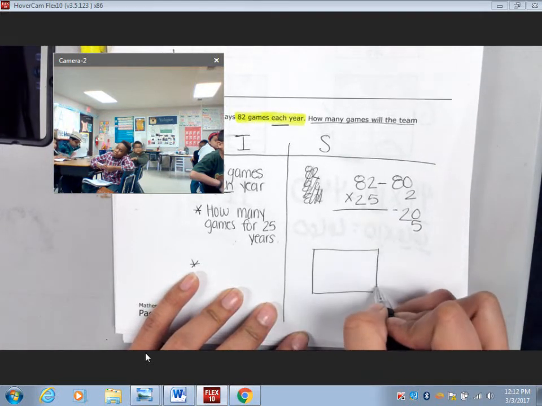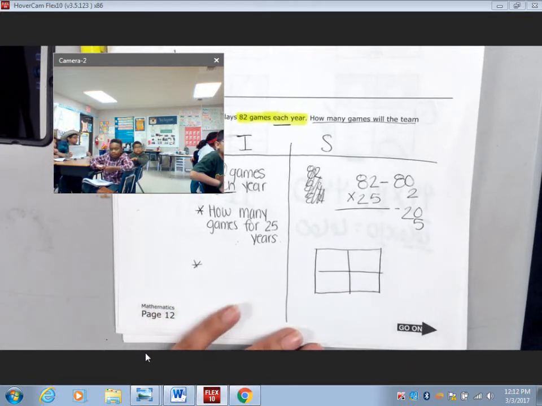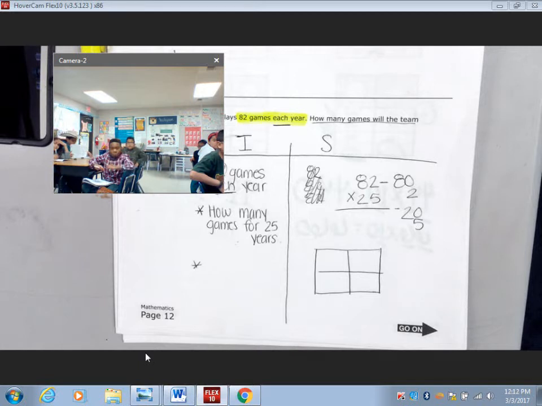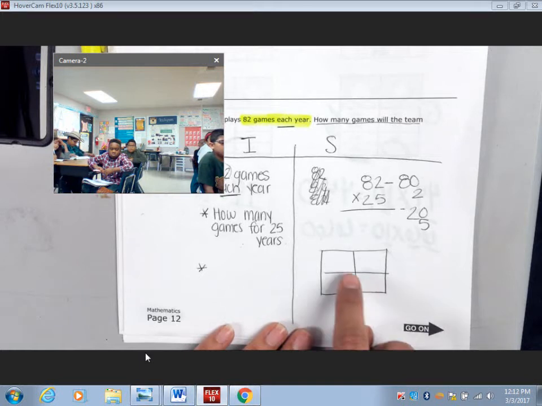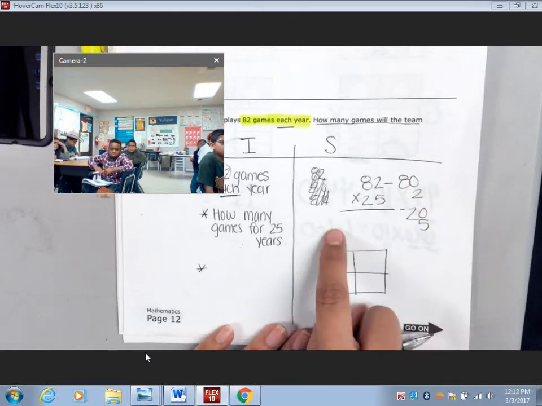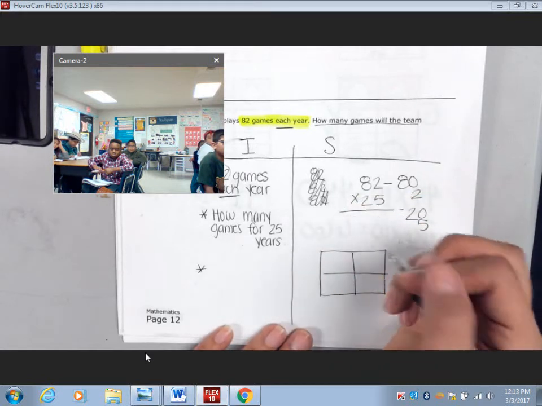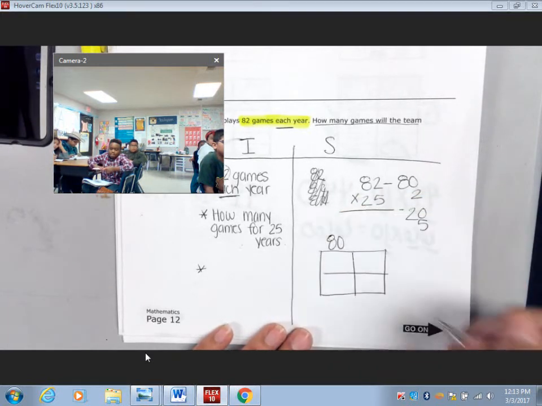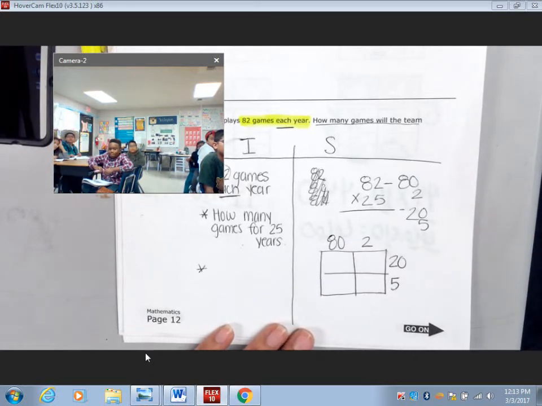Now, I set up my window. Adrian, how do I set my window up? You put the, well, it doesn't really matter where you put the numbers, but you could put 80 in the side. Oh, you want me to put it on this side? And this side, up here on the top, you mean? 80 and 2. Okay, then you put 20 and 5. Very nice. 20 and 5.